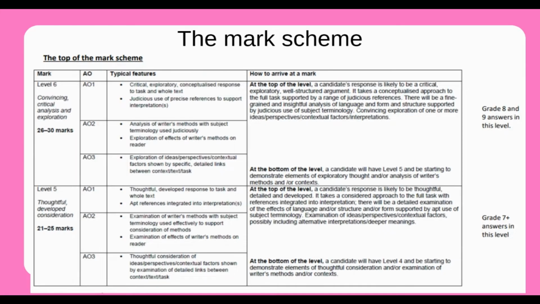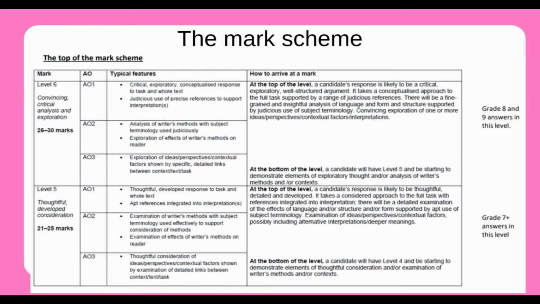Now grade 8 and 9 answers are the 26 to 30 marks out of 30, and this is level 6. So they're split up into AO1, AO2, and AO3. So it shows how you need to put all 3 points. And I'm just going to read out that at the top of the level, a candidate's response is likely to be a critical, exploratory, well-structured argument.